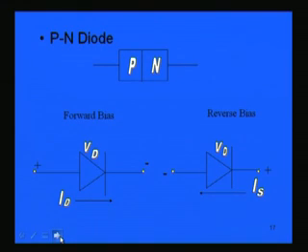So, the p-n junction forward bias condition: ID is the current flowing and VD is the voltage across this p-n junction. In the forward bias, positive is connected to P and negative is connected to N, and the reverse bias is just the opposite: positive is connected to N and negative is connected to P, and the current which flows in the reverse bias condition is the reverse saturation current, denoted by Is.